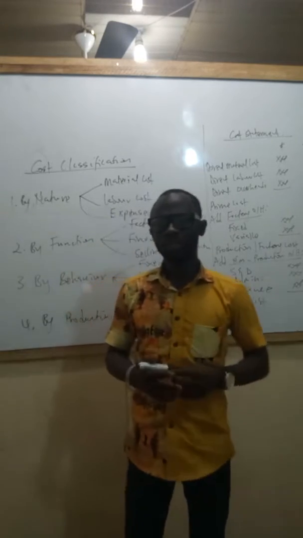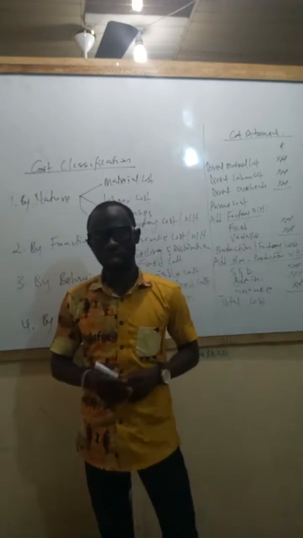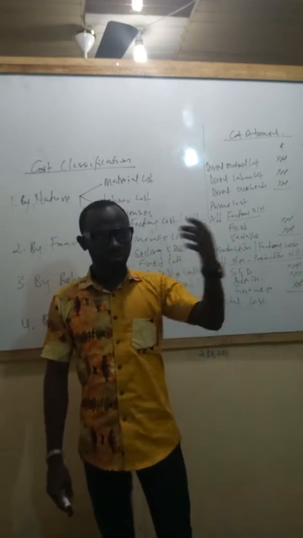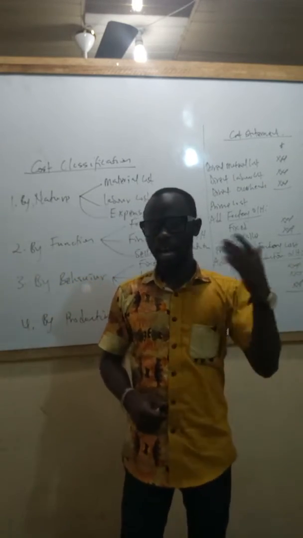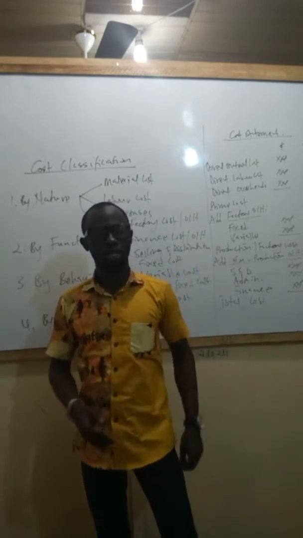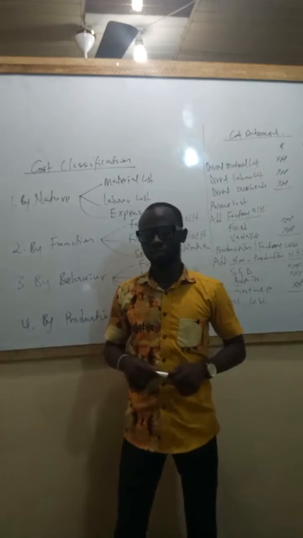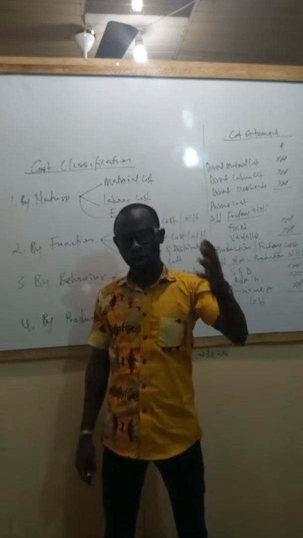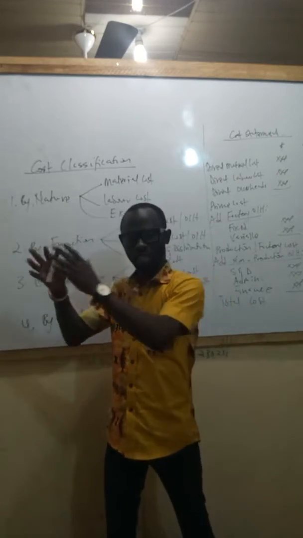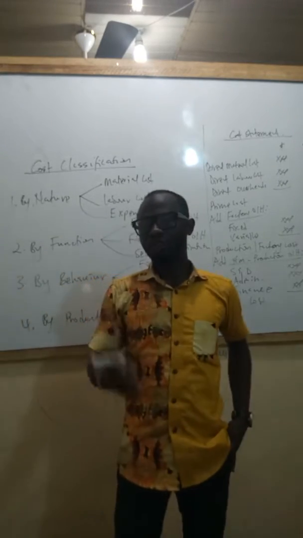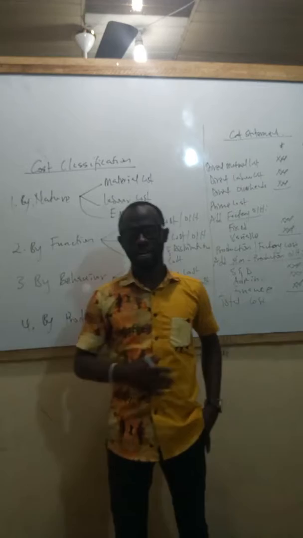So when we say a cost in simple language, we will say it is the amount of expenditure that is incurred on an activity, an undertaking, or a process. Now when we say cost classification, then we are referring to what? The grouping of cost into various categories based on certain features. Now there are various ways through which cost can be classified.